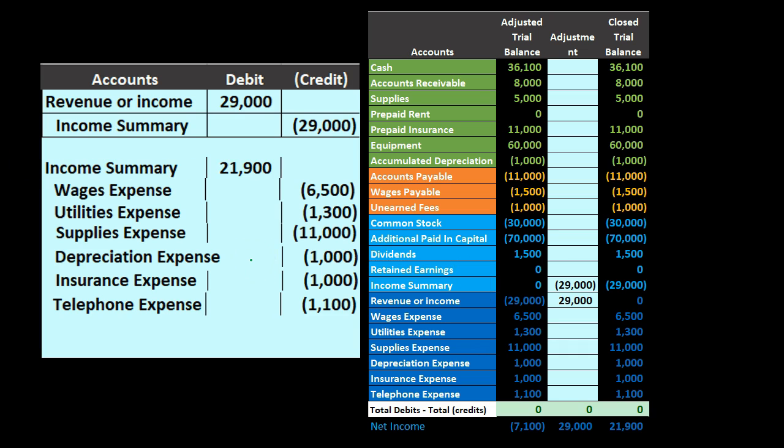So here it is, clearing account, the $21,900, which of course will be the adding up of all the expenses, $6,005 plus $1,300 plus $11,000 plus $1,000 plus $1,000 plus $1,100 will add up to the debit of $21,900, putting us in balance. So what I'm going to do now is what I tried to explain at the beginning. I'm going to post this to the outer column.